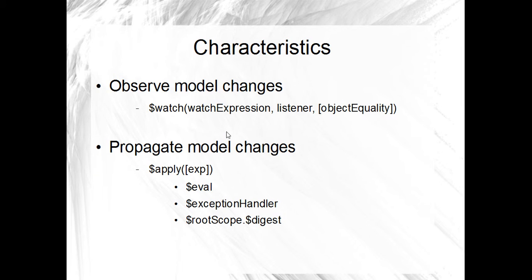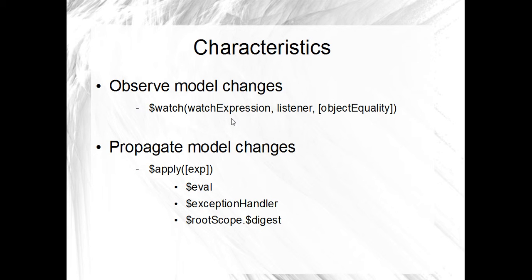Coming to the characteristics, scopes provide APIs to observe model mutations. So the $watch, which is shown here, corresponds to the API which registers a listener callback, which needs to be executed whenever this watch expression changes.